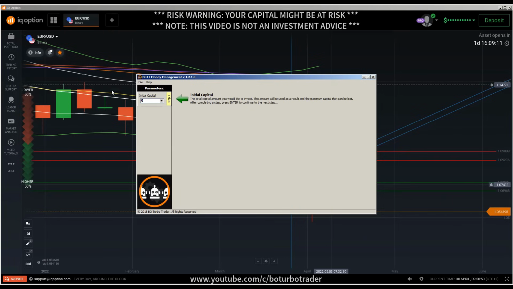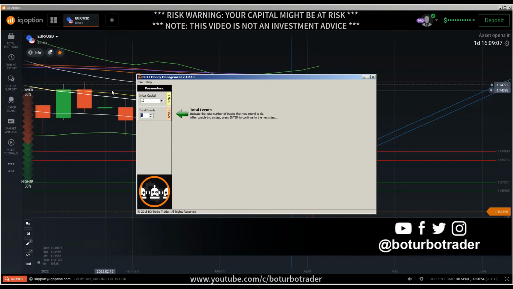Here you put your initial capital into the field, for example, $10. Here you put in the maximum number of trades you want to do, and then here how many you will win, in the money, which in this case is a 60% winning ratio. Then you put in the payout percentage, the broker payout percentage.